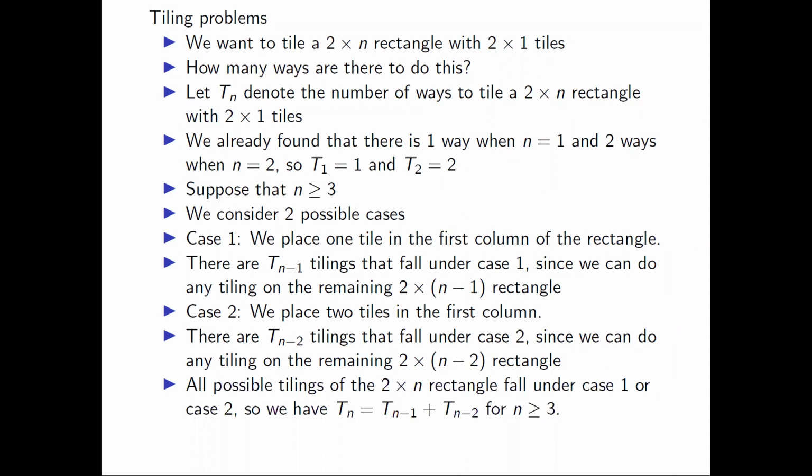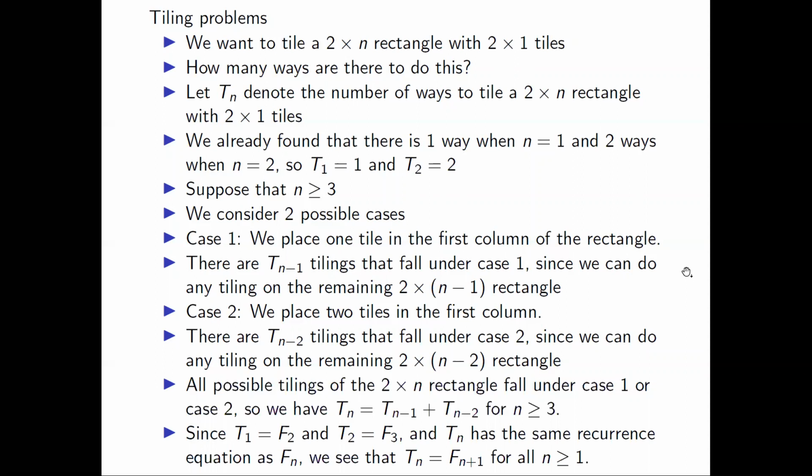So we see that the number of tilings of the 2 by n rectangle is equal to the number of tilings that fall under case 1 plus the number of tilings that fall under case 2. And that's equal to T sub n minus 2 plus T sub n minus 1. So our recurrence equation is T sub n equals T sub n minus 1 plus T sub n minus 2. And this holds for all n greater than or equal to 3. We also saw, again, that T sub 1 equals 1 and T sub 2 equals 2.